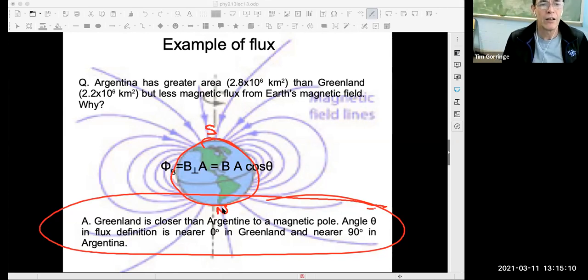If you're in a country that's far from the poles, then the magnetic field lines of the Earth may be going almost horizontally. They're not sprouting out of the ground or diving into the ground. They may be going horizontally across your country. That's a bit extreme of what Argentina and Greenland are, but it's the reason that Greenland has much more flux, because the flux is sprouting out of the ground, whereas Argentina has less flux through its surface because the field lines are just shooting across the surface.